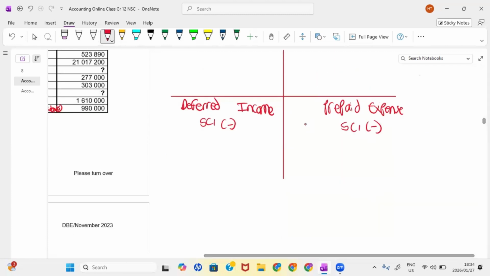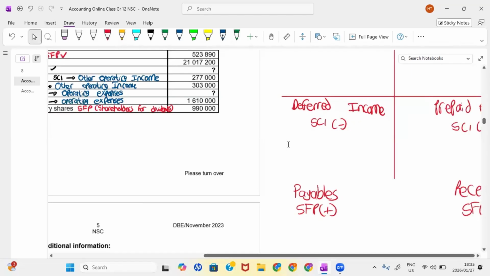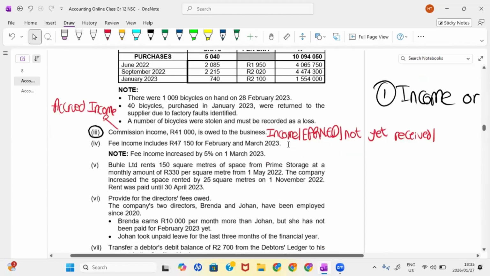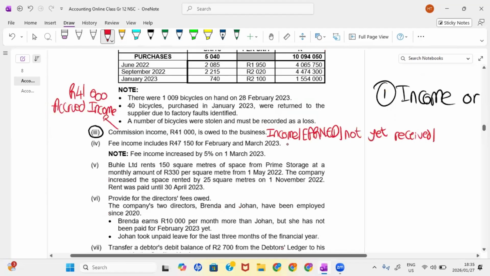Then these ones go under payables. In the statement of financial position, we add. Then these ones go under receivables. In the statement of financial position, we add. Okay, so we've seen the first one. This is an accrued income, né? So you've read the adjustment and determined that you're dealing with accrued income to the value of 41,000 rands. They already gave you an amount.